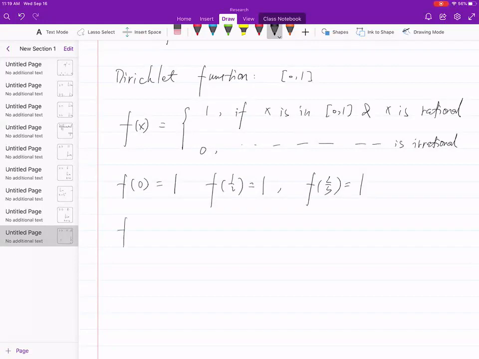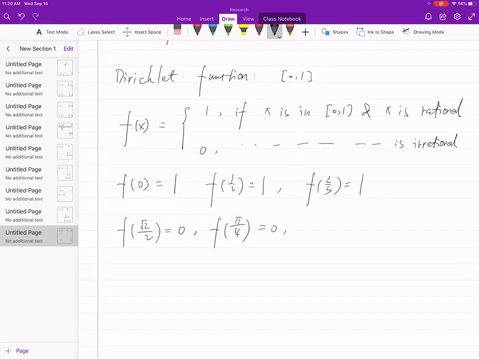What about f of square root of 2 over 2? Well, square root of 2 over 2 is irrational. Therefore, if you put an irrational number in, you should produce 0. You put pi over 4 in, you should have 0. Any irrational number you put in, it's going to be 0.